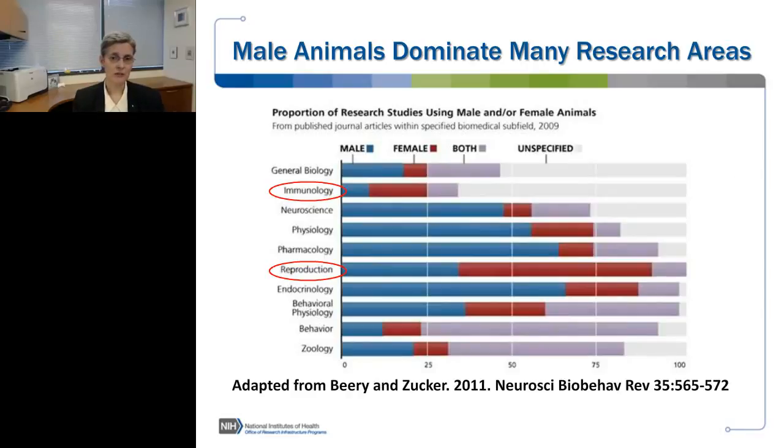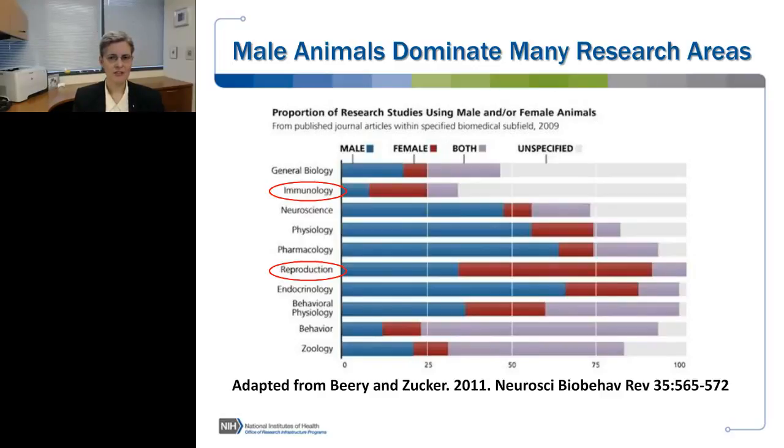This next figure shows the results of a recent analysis of journal articles looking at the proportion of studies using male and female animals. The blue bars represent studies using only males, the red bars those using only females, purple for those studies that use both sexes, and then gray for those that didn't indicate the sex of the animals used in their study. And there's really two striking findings here I want to emphasize about this figure.